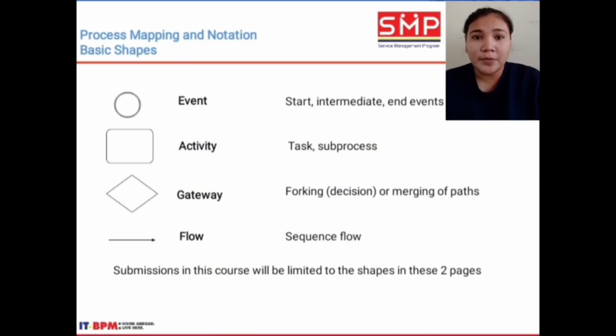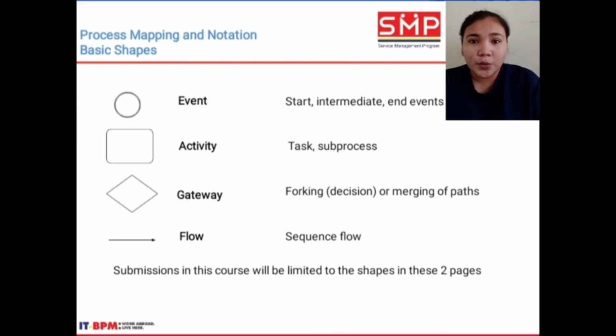Here are the basic shapes of the BPM. These shapes are used to draw business process diagrams. Each shape has meaning. First one is the event circle. What it means is something happens. It could be the start of a process, something that happens in the middle, or the end of the process. The second one is the activity or rounded rectangle. It means a task or action that someone needs to do. For example, fill out a form, approve requests, send email. It can also represent a sub-process or a small process inside a bigger one.